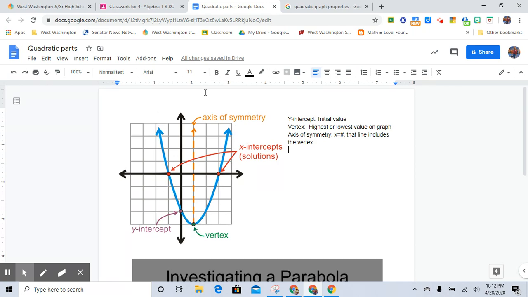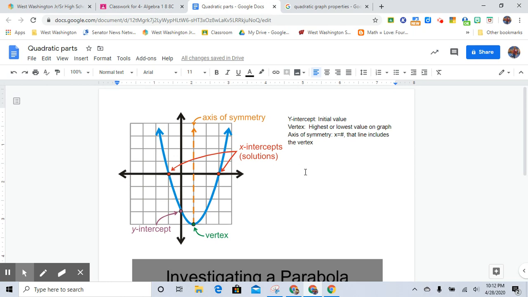Okay, and now what symmetry means is that if we folded this parabola on this line, then all of these points would match up, line up right on top of each other. And so, yeah, if we fold it here, then these would all be the same. This point is 2 jumps away from the axis of symmetry, just like this point is 2 jumps away. And that's true for all points on a parabola like this.